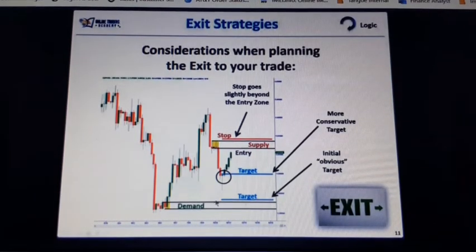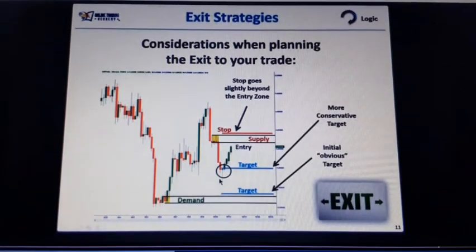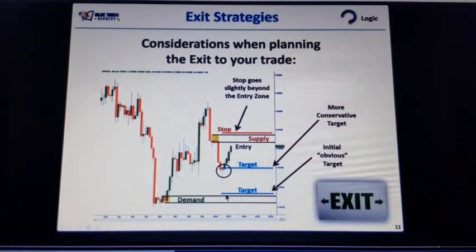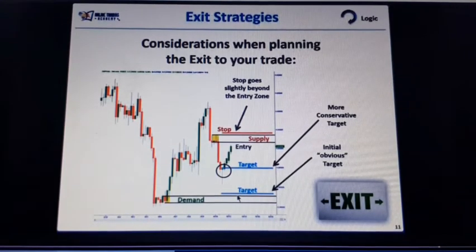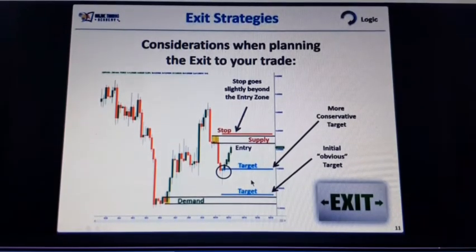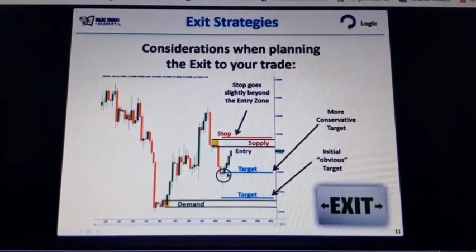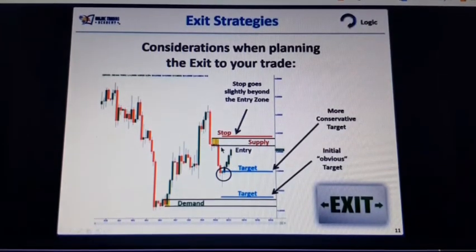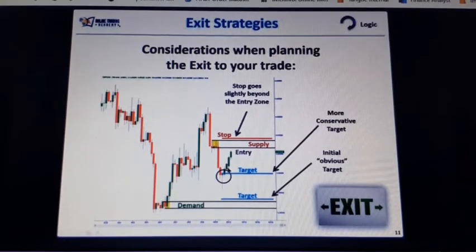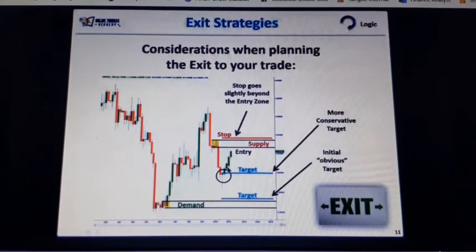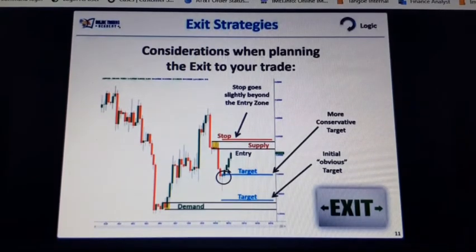This, the opposing level of demand, is the second target value. This one is your first target value, because this was the initial obvious target, Rajiv. But once the price was returning to the supply zone here, we formed a new demand zone over here. So that's why we are shifting the target, or we are having two targets.